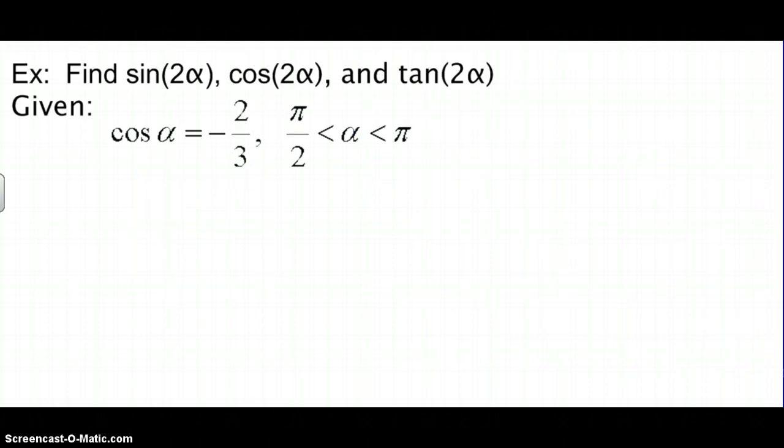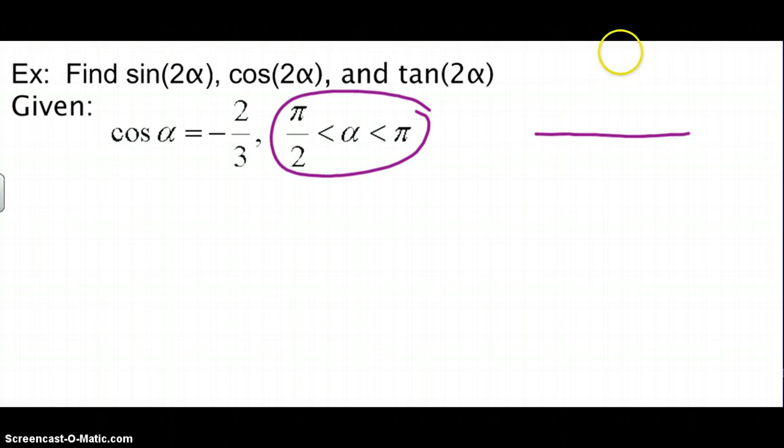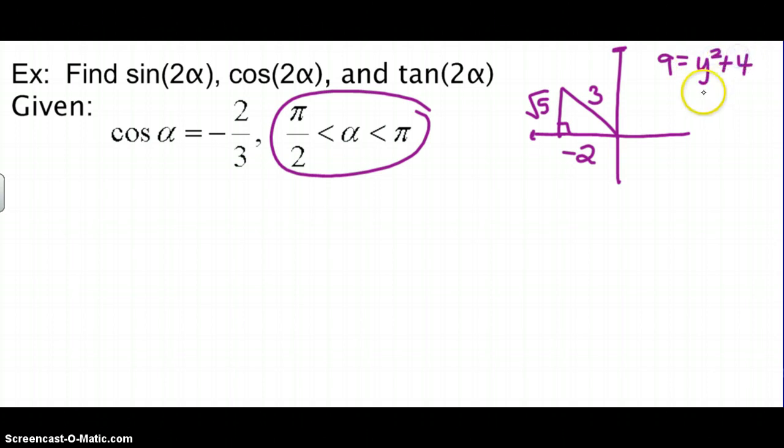Find the sine of 2 alpha, cosine of 2 alpha and tangent of 2 alpha, knowing that cosine of alpha is negative 2/3, and pi over 2 is less than alpha is less than pi. So really what this information is telling us is our angle alpha is somewhere in between pi over 2 and pi, and it has a cosine value of negative 2/3. Doing some Pythagorean theorem, I can find that my missing side is going to be the square root of 5. So I could get 9 equals y squared plus 4. Y would equal plus or minus root 5, but since I'm in the second quadrant, I would want to go negative 2 over, up root 5. So I've got my angle alpha drawn here.